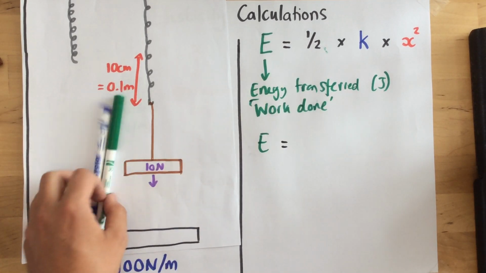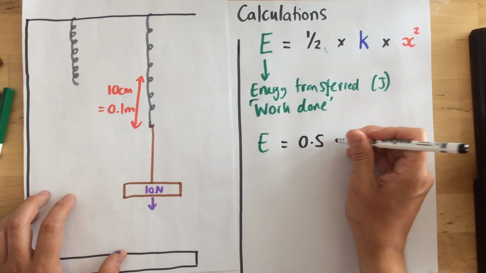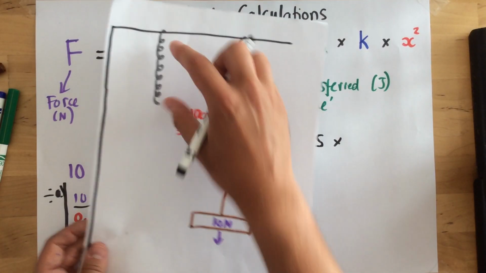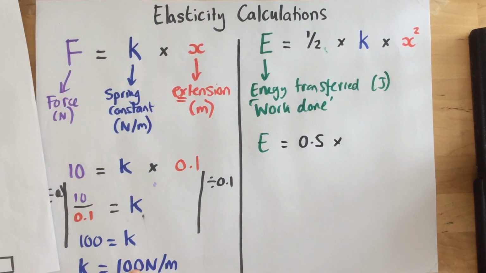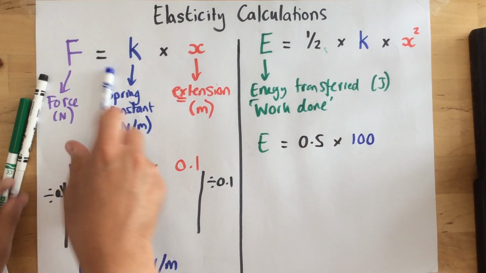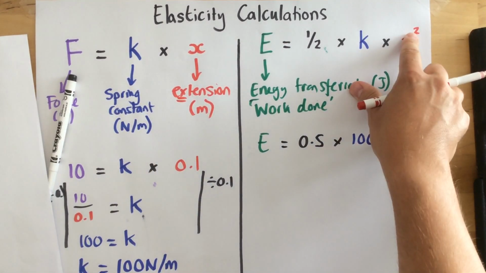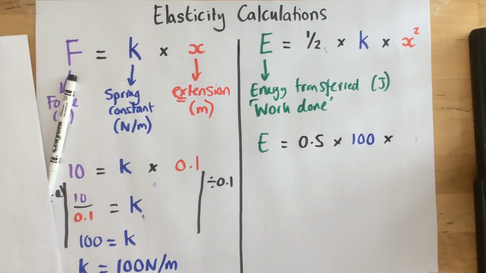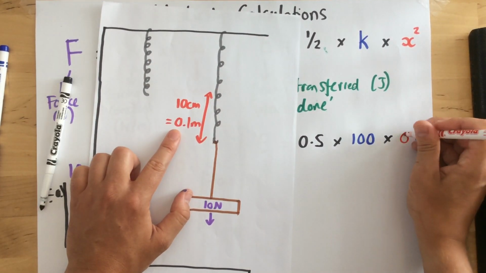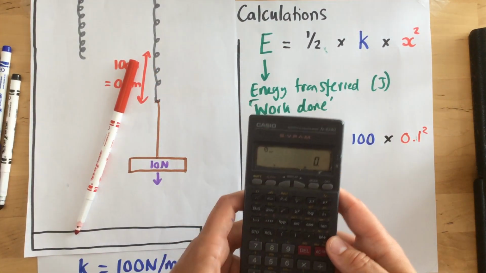So E equals half. Now I prefer putting 0.5 when I put it into a calculator, times K. Now if you remember, K is the spring constant. This particular spring constant of this spring, we've just found out. It is 100. So we do 0.5 times 100 times x squared. Now this squared is really important. A lot of people miss this out when they put it into their calculator, okay? So remember the extension, how far the spring extended, was 0.1, and we square it.